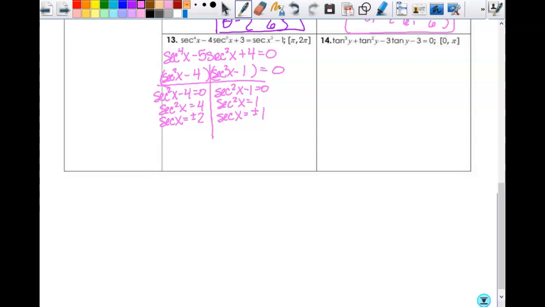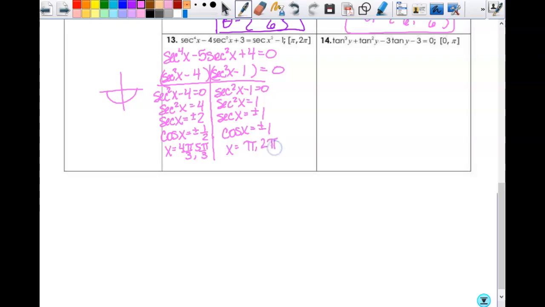All right, what's the reciprocal of secant? Cosine. So cosine x equals plus or minus 1/2, and cosine x equals plus or minus 1. We are only going from pi to 2 pi. So when is cosine in the, so if it's plus or minus, it's going to be all the quadrants. So in the third quadrant, when is cosine 1/2? 4 pi thirds. And what about the fourth quadrant? 5 pi thirds. Okay. And then when is cosine plus or minus 1? Pi and 2 pi. Good.